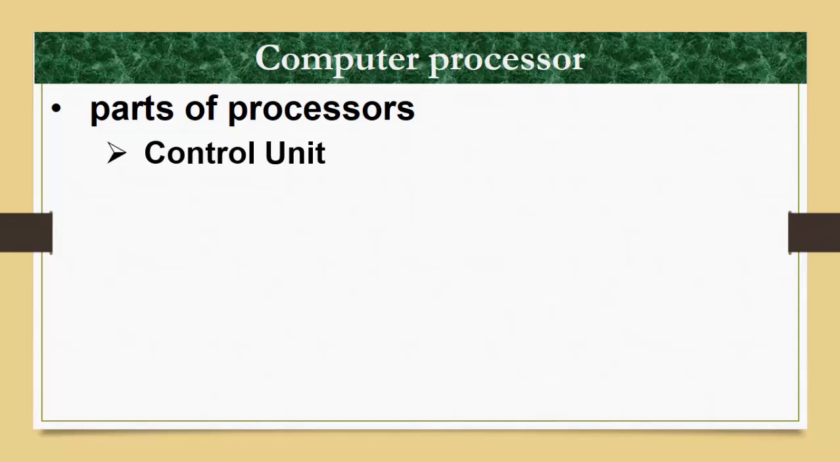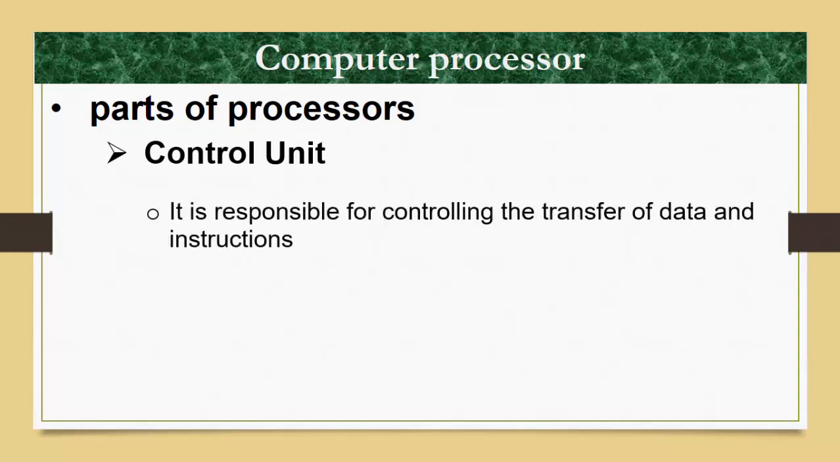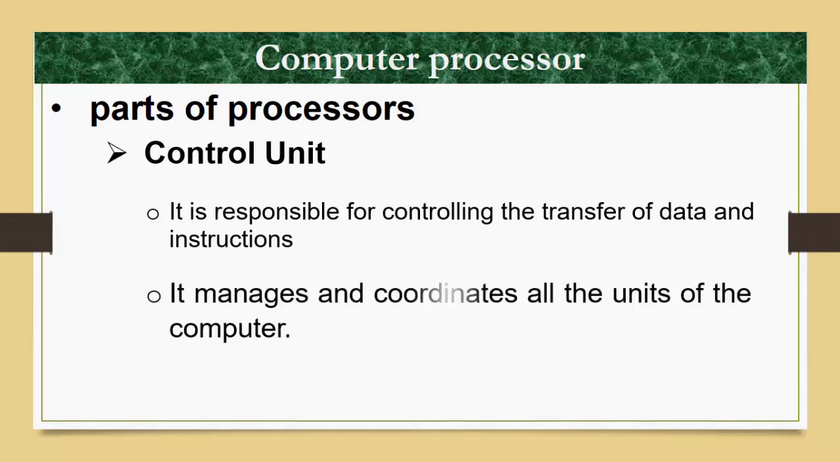It's kind of like the manager who coordinates the activities between the different parts of a factory. It tells the other parts of the CPU how to operate, what data to use, and where to put the results. Functions of this unit: it is responsible for controlling the transfer of data and instructions among other units of a computer. It manages and coordinates all the units of the computer.